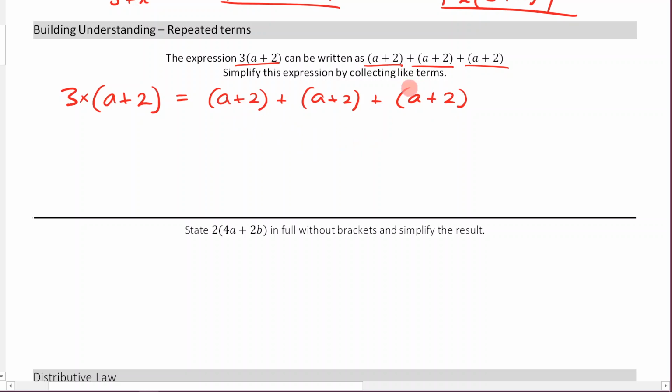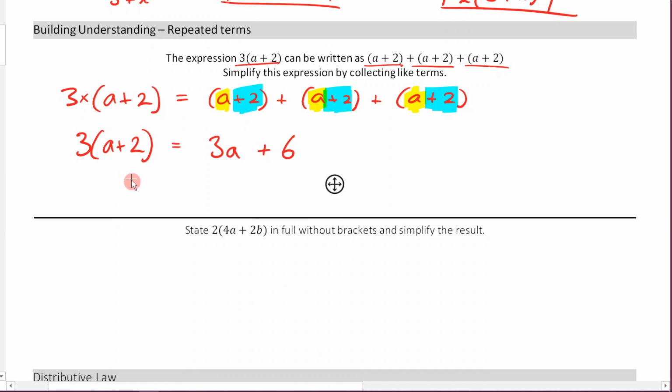It's now asking me to simplify this by collecting like terms. Okay, so I have a here, I have a here, and I have a here. So I have 3 a's, and if I collect those all together, I can just say that there are 3a. I also have 2, 2, and 2. So 2 plus 2 is 4, plus 2 is 6. So that means I have plus 6 here. So what we've just discovered is that 3(a + 2) is equal to 3a + 6. So this is very important. We'll be coming back to that very soon. But this statement right here is a very important one.